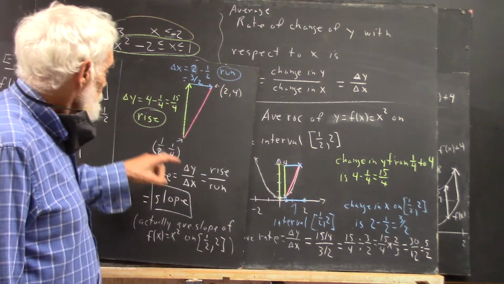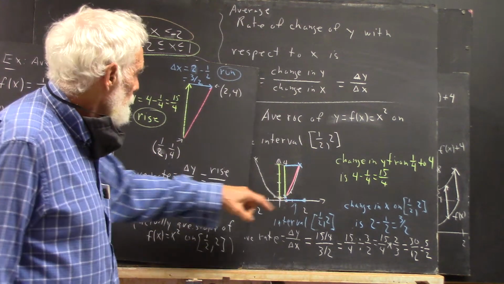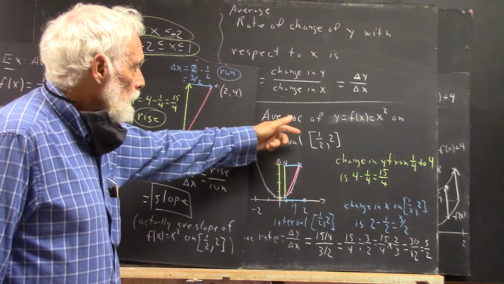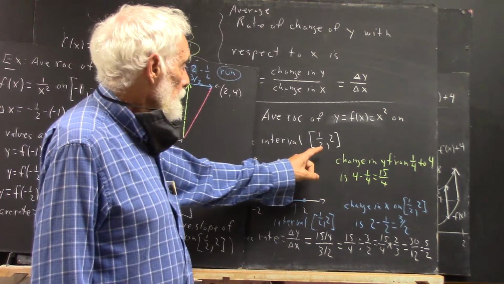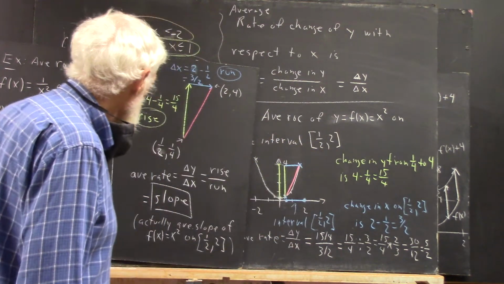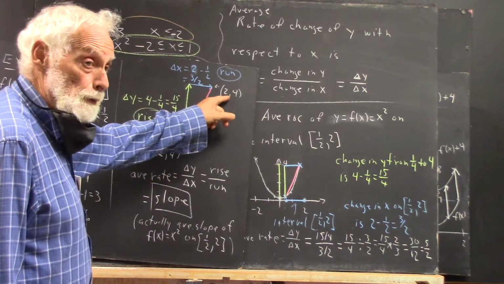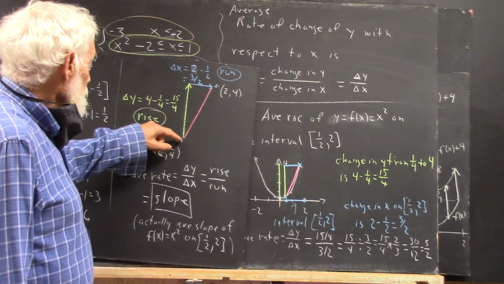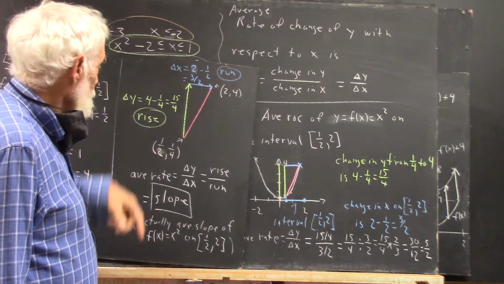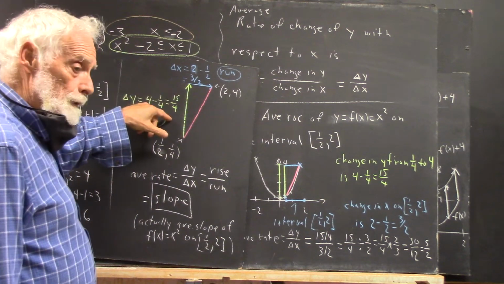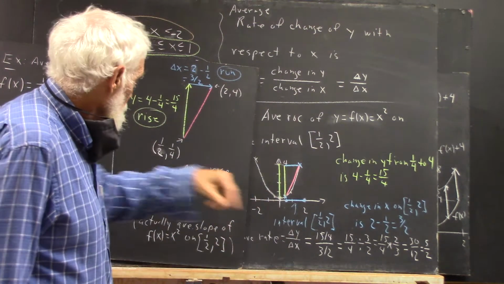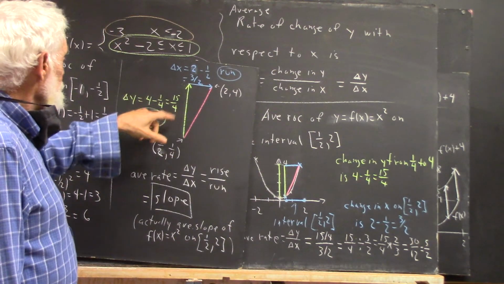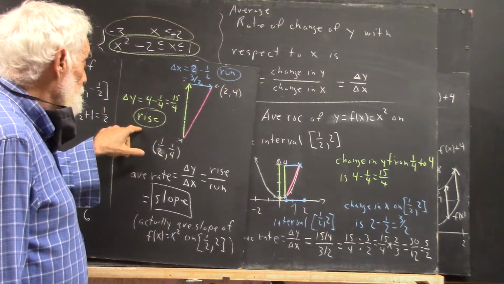Okay, so anyhow, here's the point 1/2, 1/4. Here's the point 2,4, both on the graph of y equals x squared, corresponding to the interval 1/2, 2. There's 1/2, there's 2. The rise from here to here is 15/4. It's from 1/4 to 4. Okay, same as what we calculated over there. And we call that the rise.